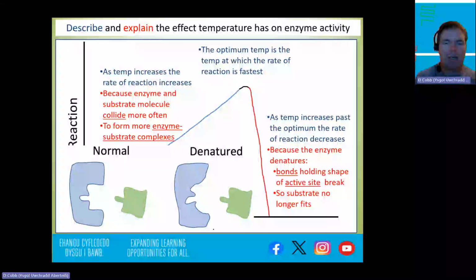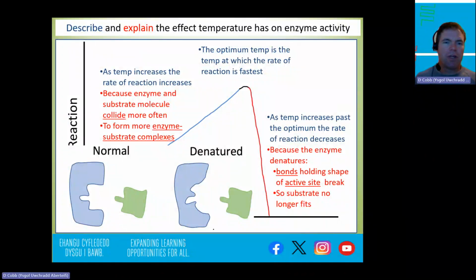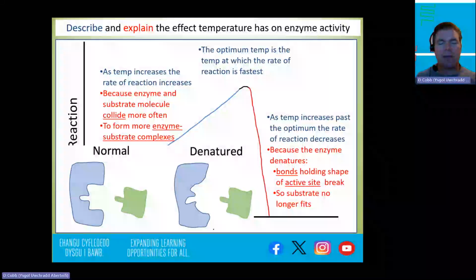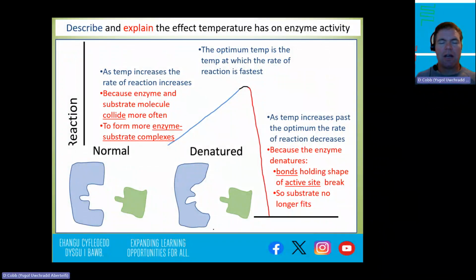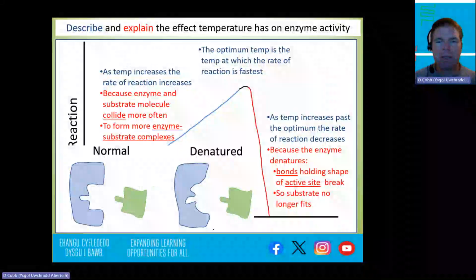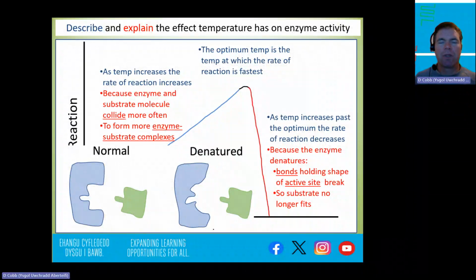This is a picture of a normal enzyme versus a denatured enzyme, and you can see in the denatured enzyme that the active site shape has changed and now is no longer the right or perfect fit for that substrate, and that's what we mean by the word denatured. Just need to be careful with questions that ask about this.